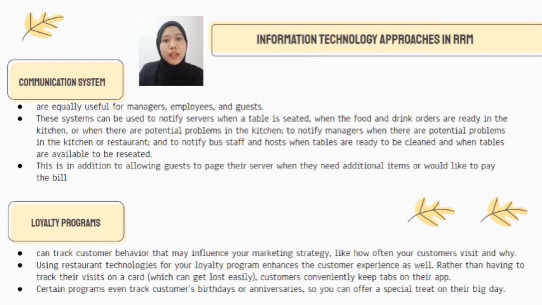For example, at Nando's, they have their own apps that every time they visit Nando's and at certain amount of purchase, they can claim a point, and they can track the point on their phone online. They don't need a physical card, so it is more easier, it's more convenient.